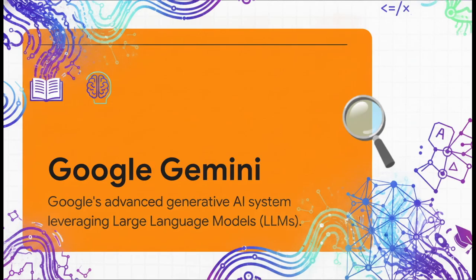Okay, let's dive into this. What exactly is Gemini? Basically, it's Google's advanced generative artificial intelligence system. It's powered by what we call large language models, or LLMs for short. Think of these like a giant puzzle. They're a type of machine learning trained on literally mountains of text and code. They work by predicting patterns in human language, which is why they can generate responses that sound incredibly natural and human-like.